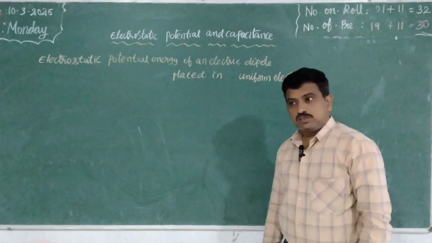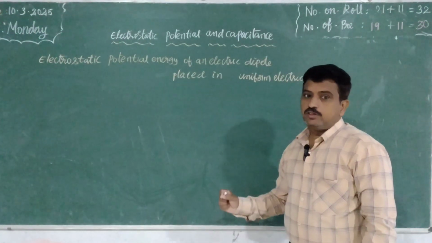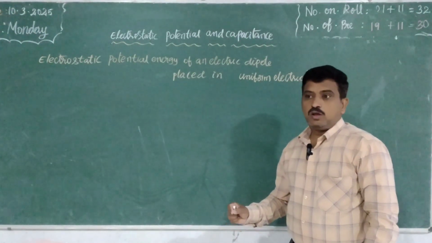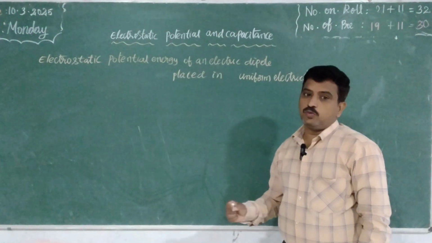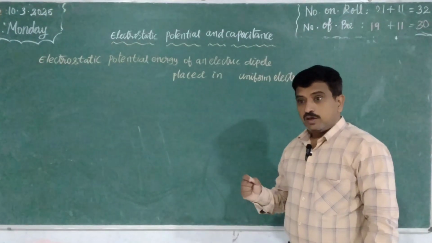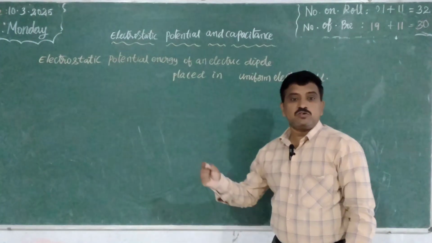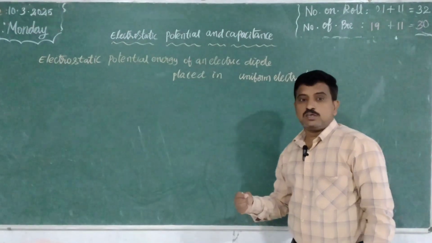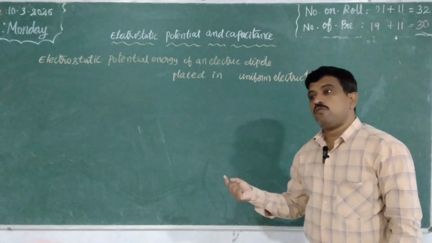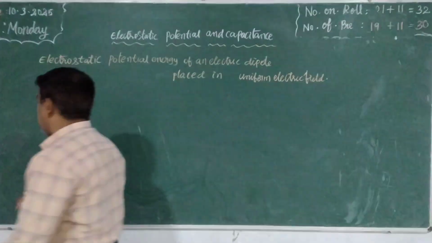Today's concept is electrostatic potential and capacitance, second lesson. It is the 8th video about the electrostatic potential energy of an electric dipole when it is placed in an external uniform electric field. When it is placed in the external uniform electric field, what is the electrostatic potential energy developed in the electric dipole when it is rotating in anti-clockwise direction? So we want to derive an equation.